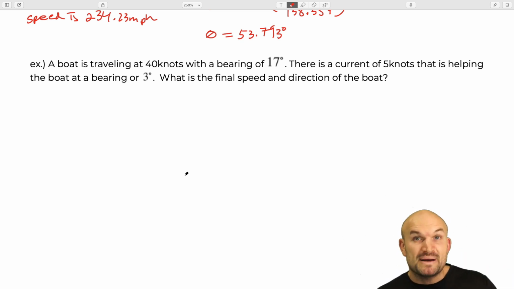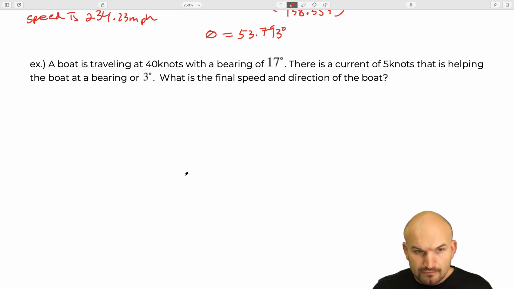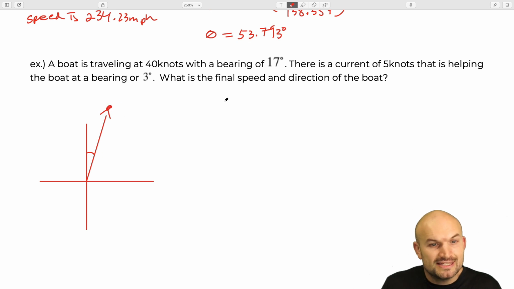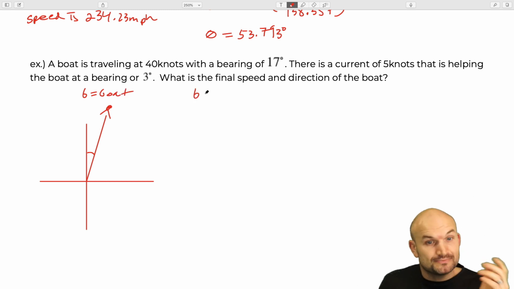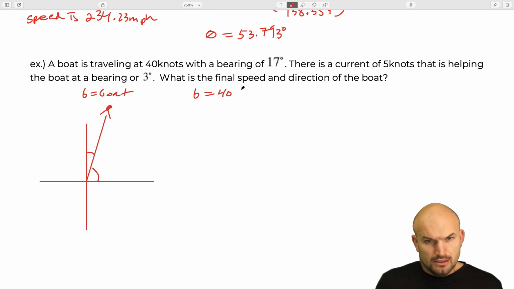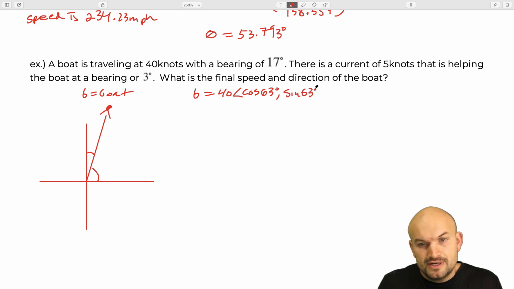Now, this one's a little bit important because they're talking about bearings, not angles in standard form. If I say 40 knots at a bearing of 17 degrees, the bearing of 17 degrees is right here. So let's say B is for boat. Don't use 17 degrees. You have to use the angle in standard form, which is going to be 63 degrees. So we're going to have 40 knots as the speed, times the cosine of 63 degrees, comma, the sine of 63 degrees.